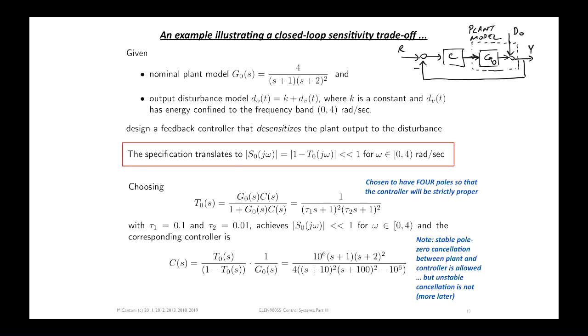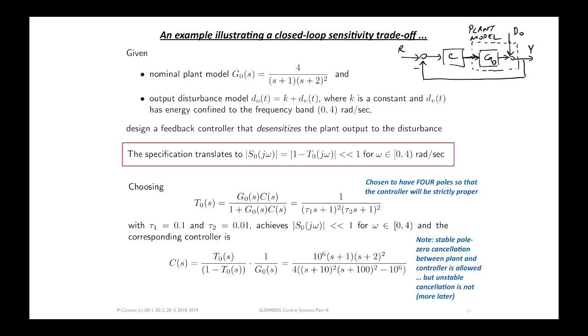And our task is to design a feedback controller that desensitizes the plant output. So this signal here, not this one here, but this one here. Remember, this is our plant model and includes the output disturbance. We want to desensitize this signal to the output disturbance by closing the loop with an appropriate compensator C. And R is what we want Y to be. So we compare Y to R to generate an error signal that's acted on by the compensator that adjusts the input to the plant in such a way that this signal here becomes insensitive to d0.